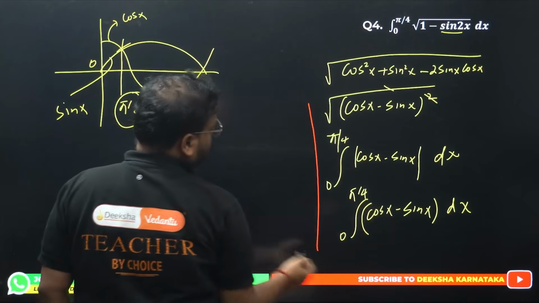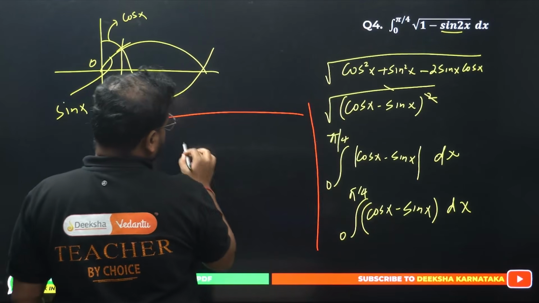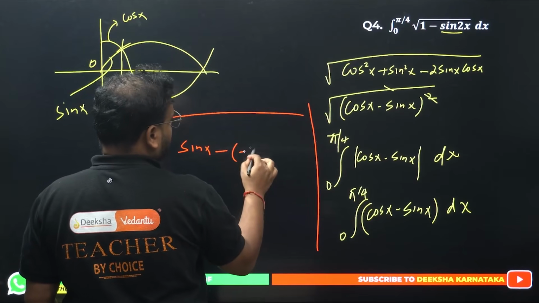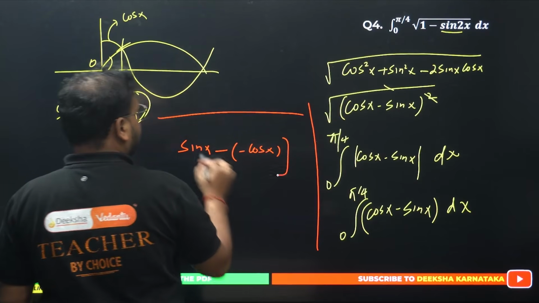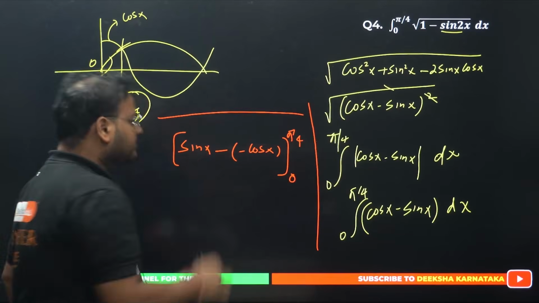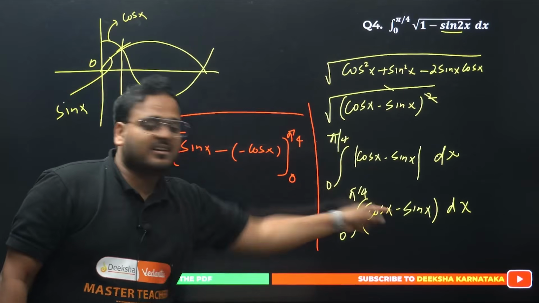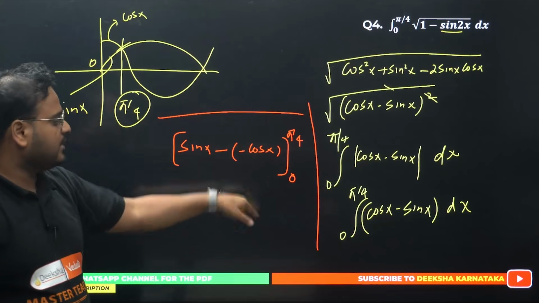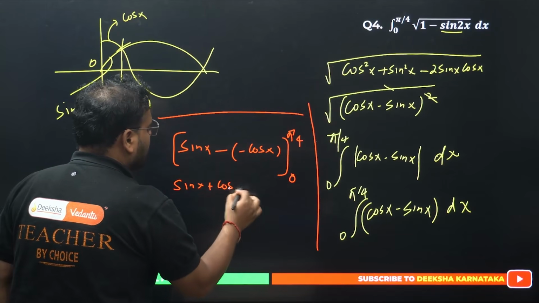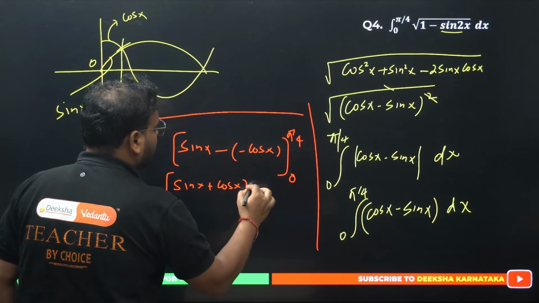Now integrate. The integration of cos is sin x, and for sin I'll have minus cos. The limit is given, 0 to pi by 4. Cos integral is sin, sin integral is minus cos. I've written that, and the limit is 0 to pi by 4. What I'm getting here is sin x plus cos x from 0 to pi by 4.